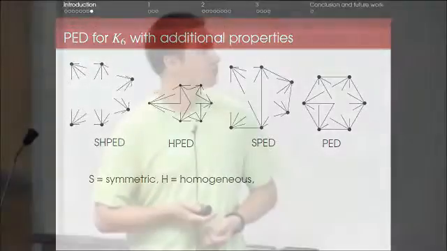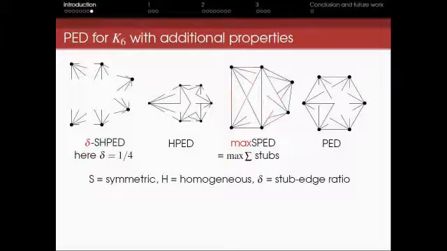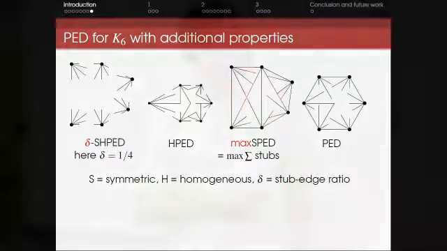This is an interesting drawing because if the ratio of a stub to the edge length is known, then you can guess from the length of the stub and the ratio where the corresponding end vertex is. And so we consider those drawings with a given ratio. In this case, we have the ratio of a quarter. That means one stub is a quarter of the total edge length. And we also consider the case of symmetric partial edge drawings, where we maximize the sum of the stubs.